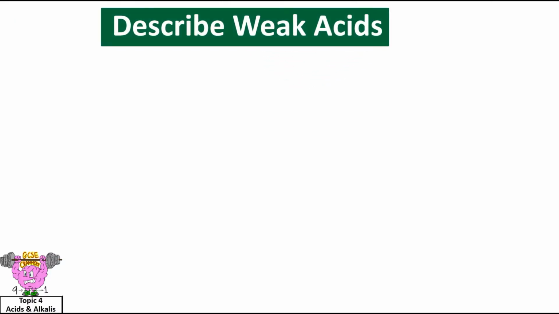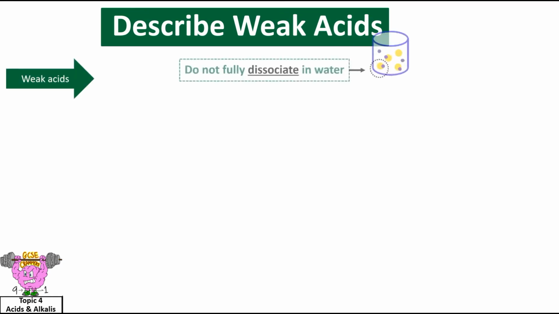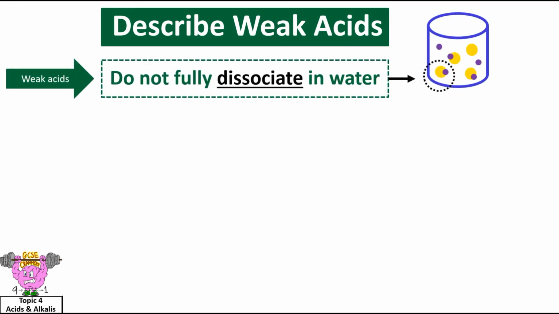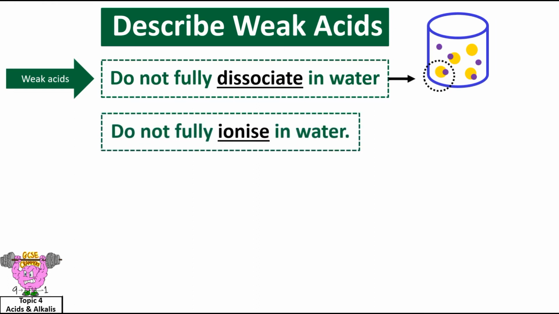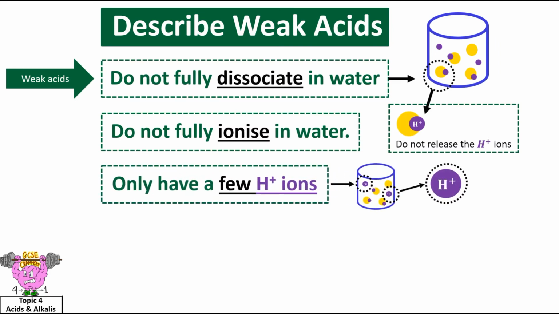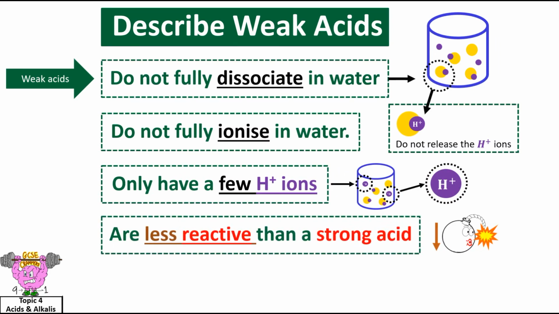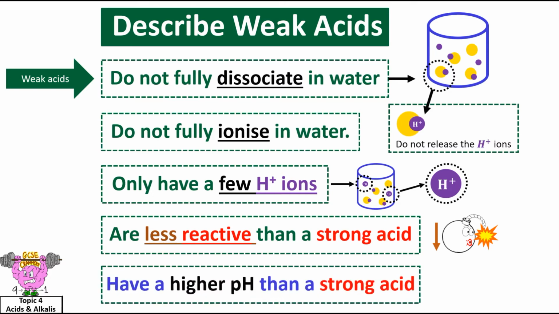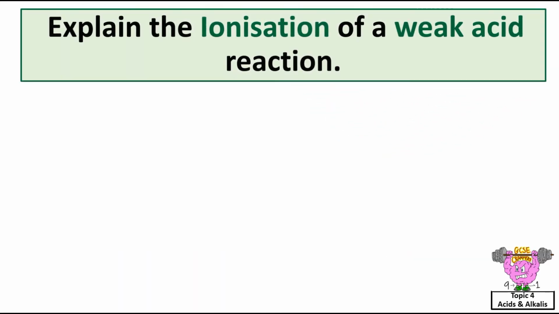Describe weak acids. Weak acids do not fully dissociate or separate in water, or do not fully ionize in water, so they do not release the H plus ions. They only have a few H plus ions. They're less reactive than a strong acid, and lastly, they have a higher pH than a strong acid, between pH 4 and pH 6.